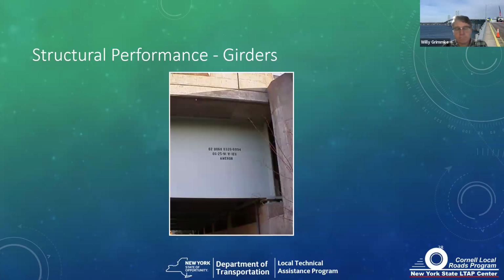I mentioned bearings and shear. So here's a steel plate girder at a bearing. And notice there's a stiffener right over top of the bearing, and that's there to help that girder to resist shear at that location.